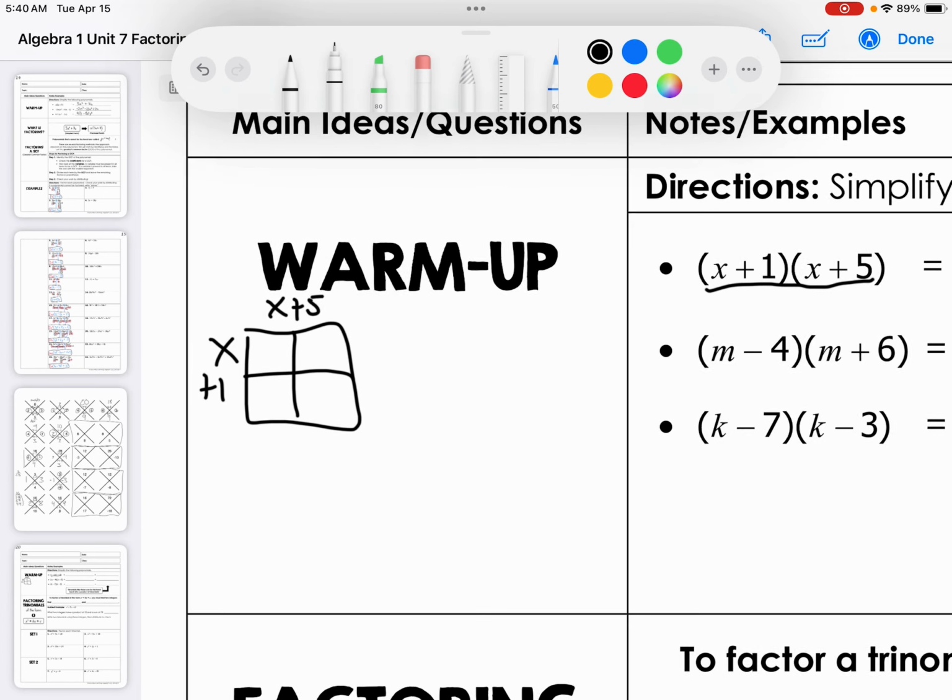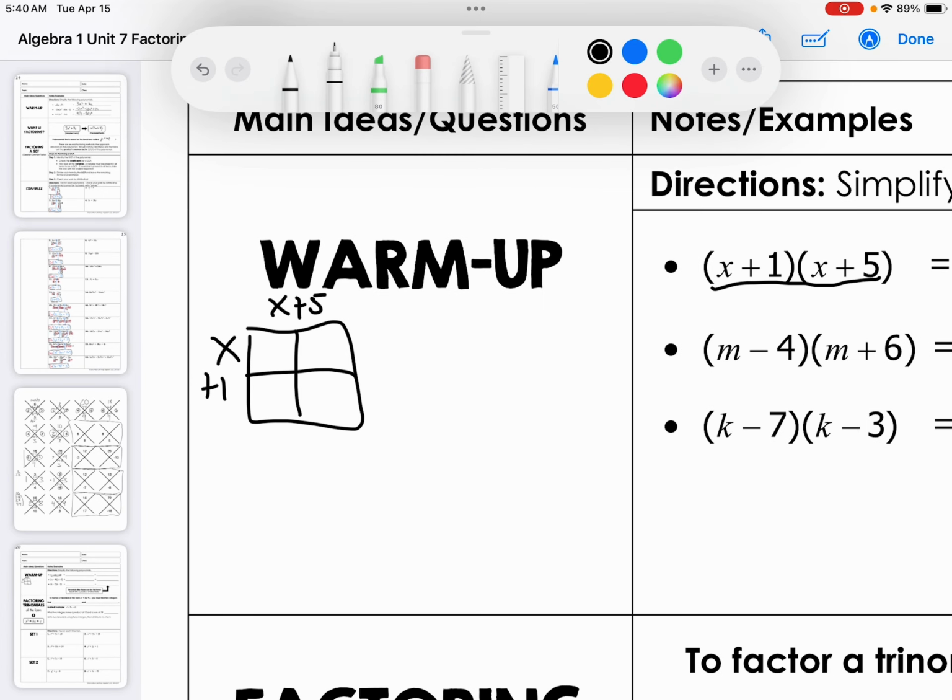and multiply to fill in this box. This would be x times x, which is x squared. This one would be x times 5, which is 5x. This one would be x times 1, which is 1x. And finally, 1 times 5, which is 5. So once we have each of these, we would just add them together. This would be x squared plus 5x plus 1x plus 5.